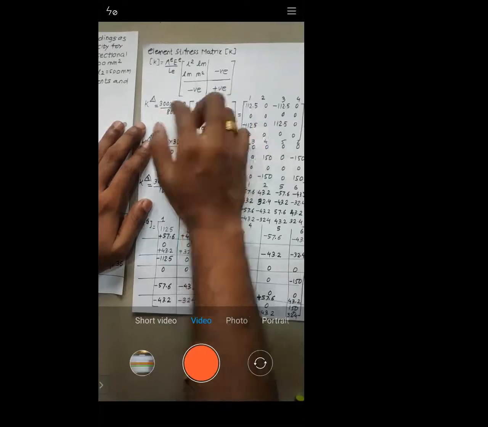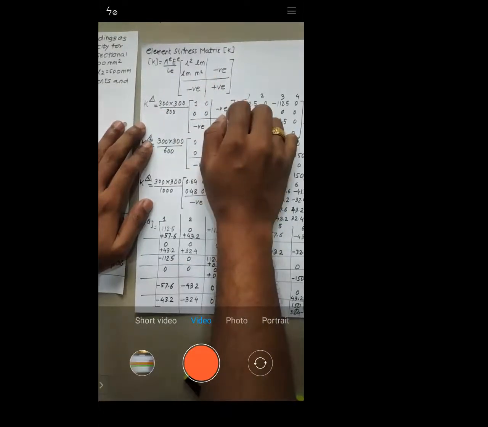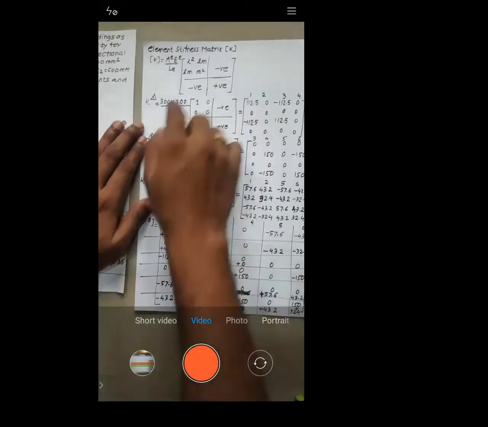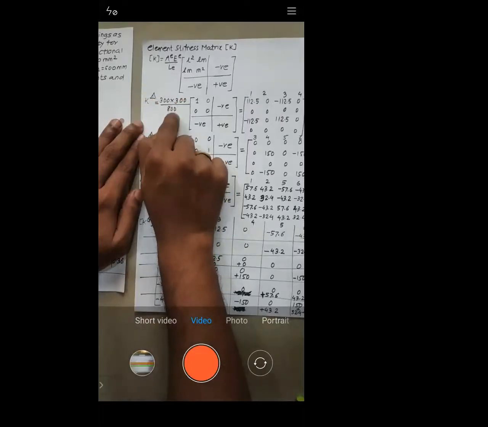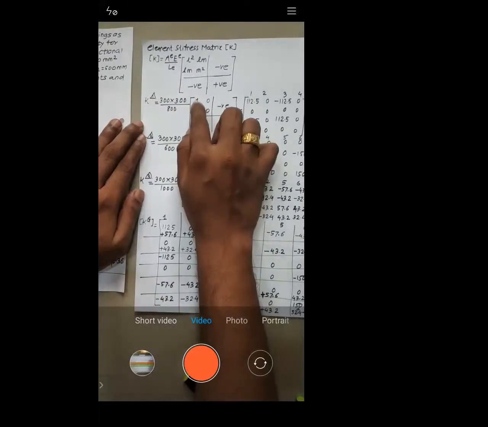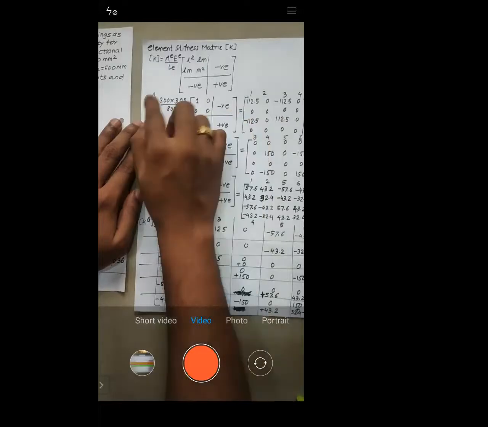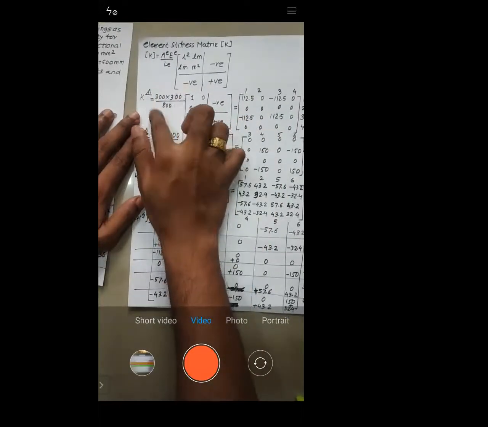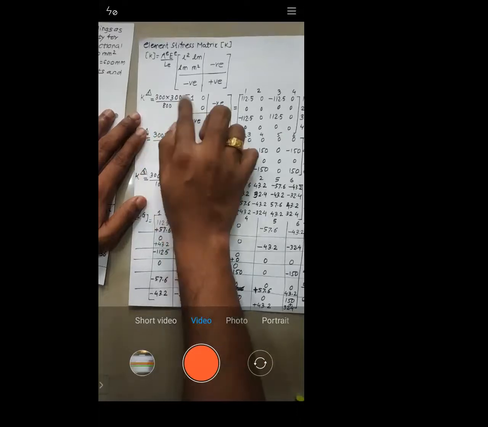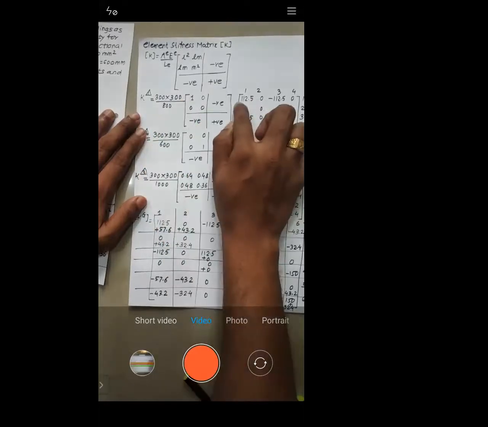On this side you have the same thing, negative. On this side you have the positive thing, right? So I am going to write down that stiffness matrix for element number 1: A, E, L of element number 1 into L square, LM, M square of element number 1. If you do that, this term was coming 112.5. I multiplied by 1, so I got 112.5.